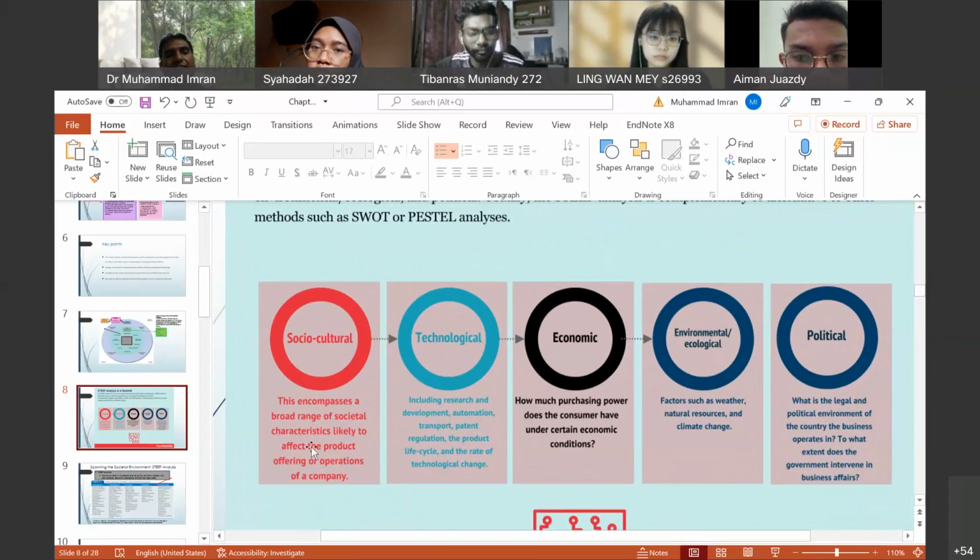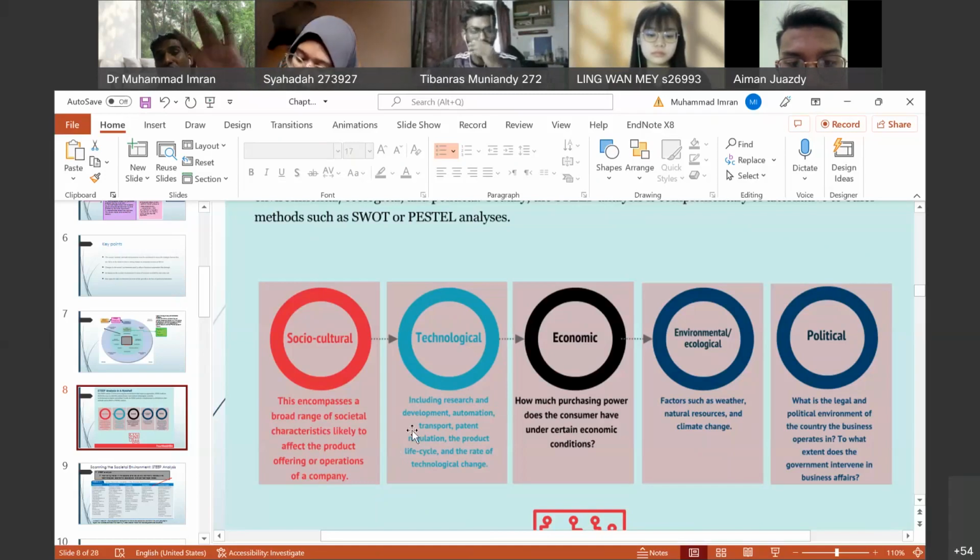Societal characteristics affect the product offering and the operating of a company. I already discussed some of the societal factors. Here, technological means research and development, automation, transportation, meaning the introduction of new technology, and the involvement of technology in the selling or production of the product. Economics: this is a very good definition. How much purchasing power does the consumer have under certain economic conditions? High inflation rate means less purchasing power. Low inflation rate means high purchasing power. This is the simple rule. Okay, got it.